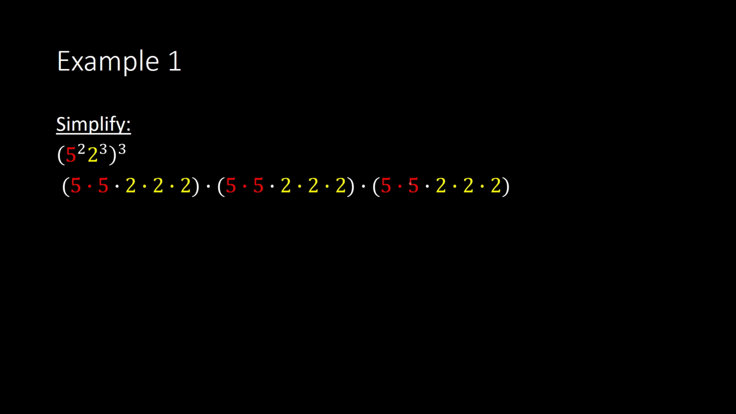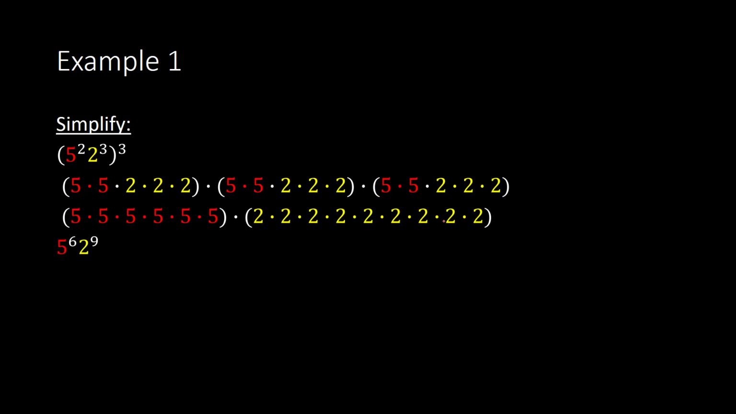So if I just rearrange the multiplication, so the 5's are together and the 2's are together, notice that we have 1, 2, 3, 4, 5, 6 5's, which would be 5 to the 6th power. And we have 1, 2, 3, 4, 5, 6, 7, 8, 9 2's. So that would be 2 to the 9th power. So 5 to the 6th power times 2 to the 9th power would be my solution.